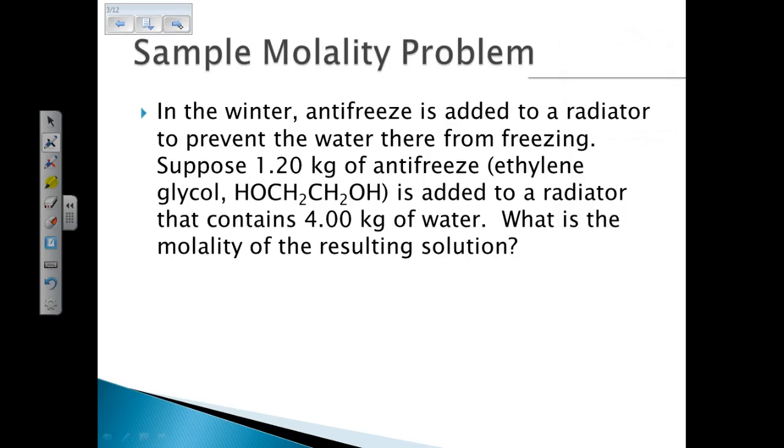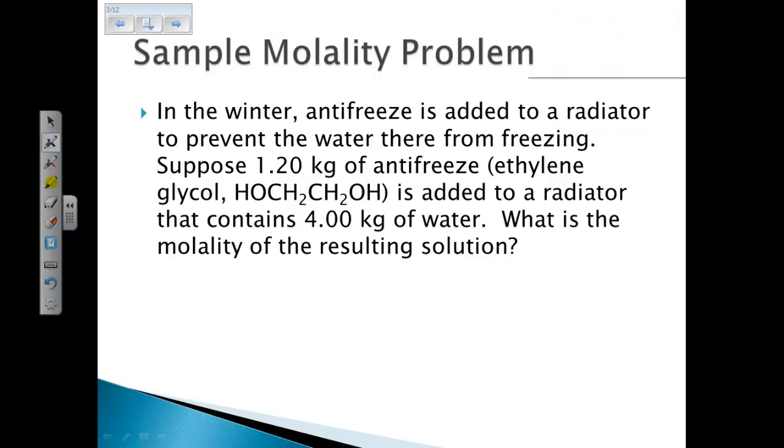Okay, so here's our sample problem where we have antifreeze. And this is really good because the method of action of antifreeze is a colligative property, that as we add something to water, it lowers the freezing point dramatically, or could be dramatically. So anyways, here's the molality.